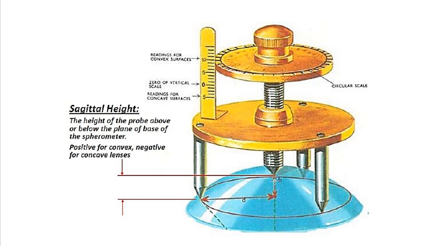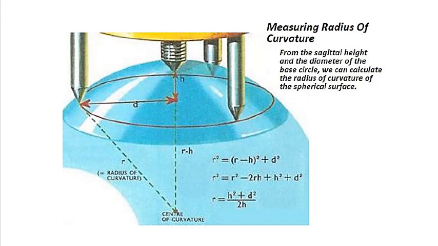The height is from here to here, again the tip of one of the legs and the tip of the center screw. So the height from here to here, which is the distance between this point and that point, is called the sagittal height. Then of course we're going to go straight into the mathematics.